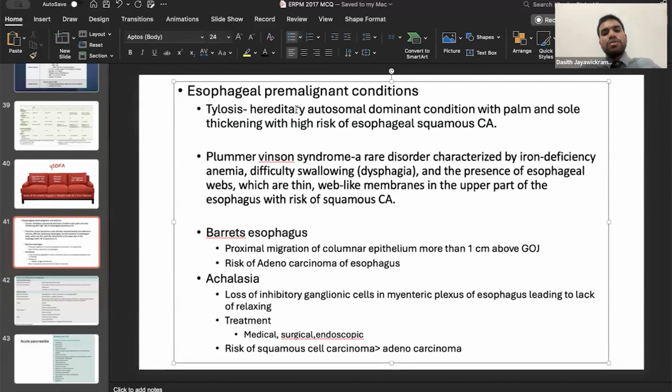Barrett's esophagus. So what is Barrett's esophagus? It's a proximal migration of columnar epithelium. Now we know the esophageal epithelium is squamous epithelium, but the stomach epithelium is columnar and cuboidal, and intestinal epithelium is columnar. So if the squamous epithelium is converted into columnar epithelium, it's called metaplasia. Metaplasia of columnar epithelium for more than 1 centimeter above the GE junction is called Barrett's esophagus. That has a high risk of adenocarcinoma of the esophagus.